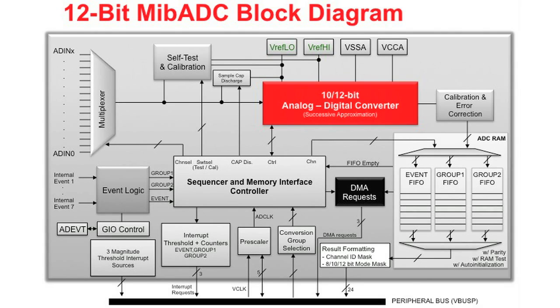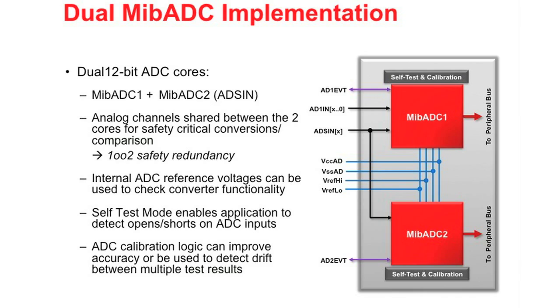The major components include the input analog multiplexer, the self-test and calibration block, the ADC core, the multi-buffered RAM, the DMA request block, the sequencer and memory interface controller, and the threshold and interrupt generation control logic. Many Hercules microcontrollers implement two 12-bit ADCs configured with shared input channels as shown in this diagram. This is done to create a 1-out-of-2 safety redundancy configuration.